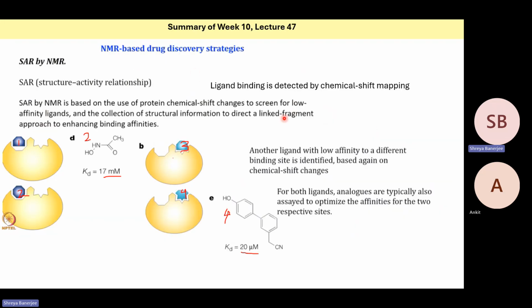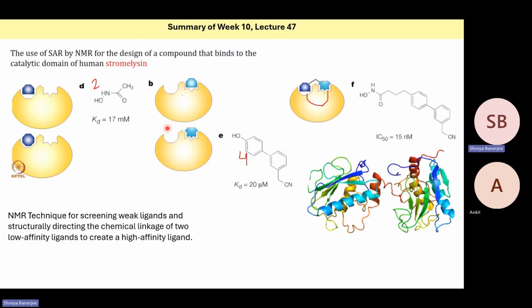So that is what the second part is, that you have a collection of structural information about what kind of ligand will bind to site 1, what kind of ligand will bind to site 2. Then a linked fragment approach is done to enhance binding affinities. So basically, you are linking the two ligands to form one molecule, which shows higher binding than either of the two molecules individually. It is showing a binding of 15 nanomolar, which is a very good binding constant.